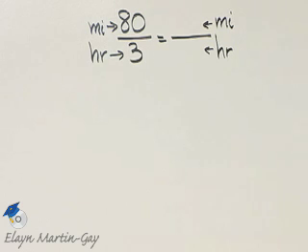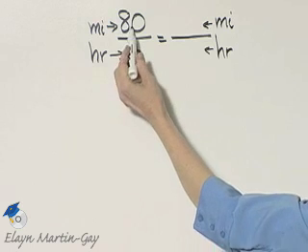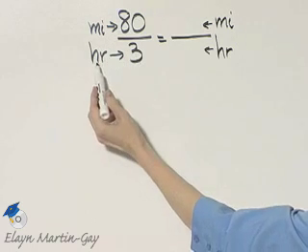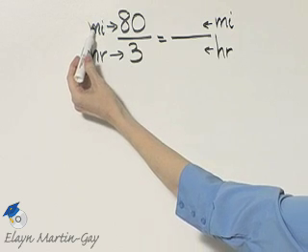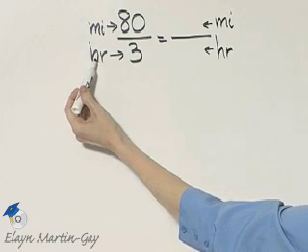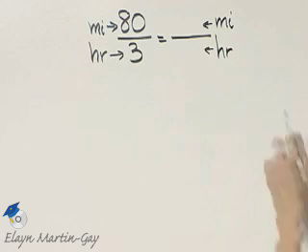And now let's look at the translation here. We are given that the car can be driven 80 miles in 3 hours. I'm going to write my proportion. Since this in the numerator is miles and in the denominator is hours, I'll write this side so I have miles in the numerator and hours in the denominator also.